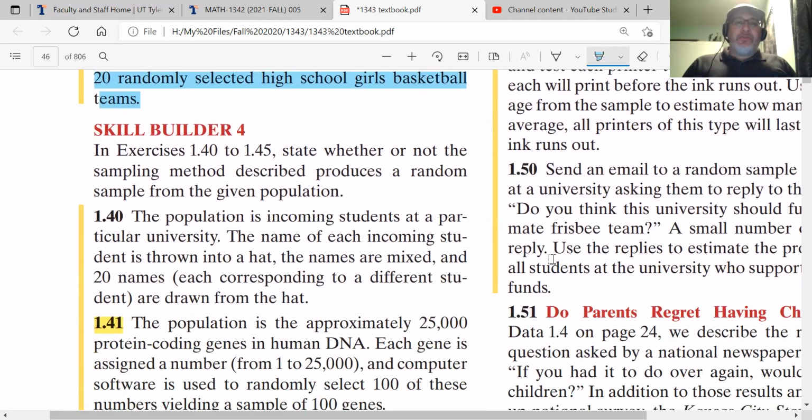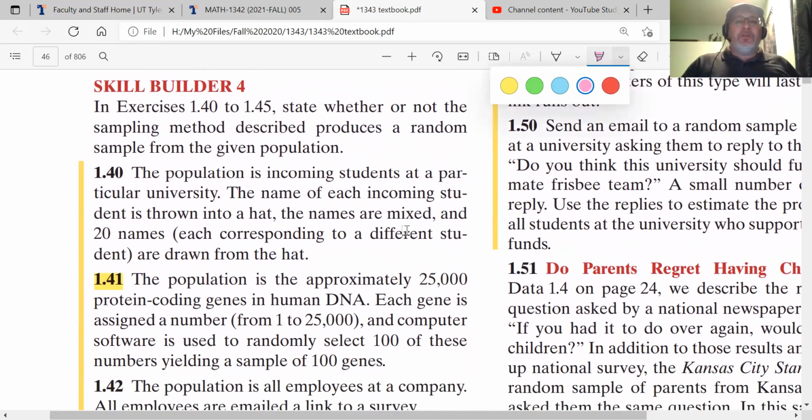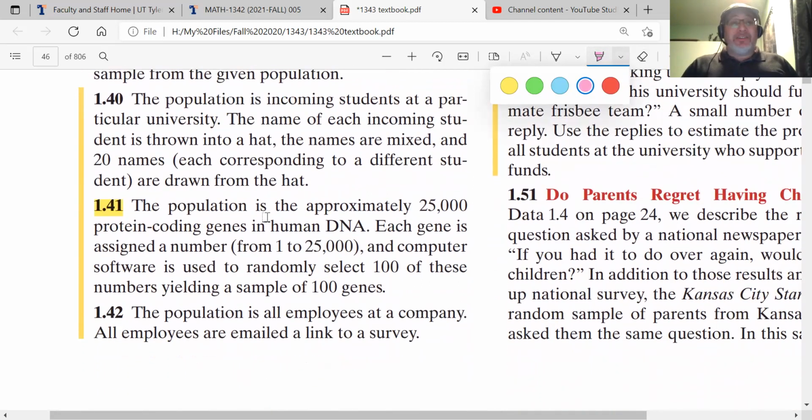All right, let's move on to this next batch, Skill Builder 4. I just like changing colors at random. The next exercises state whether or not the sampling method produces a random sample from the given population. It's interesting how the author abandoned the word simple and just said random sample. All right, so are these randomly selected samples?